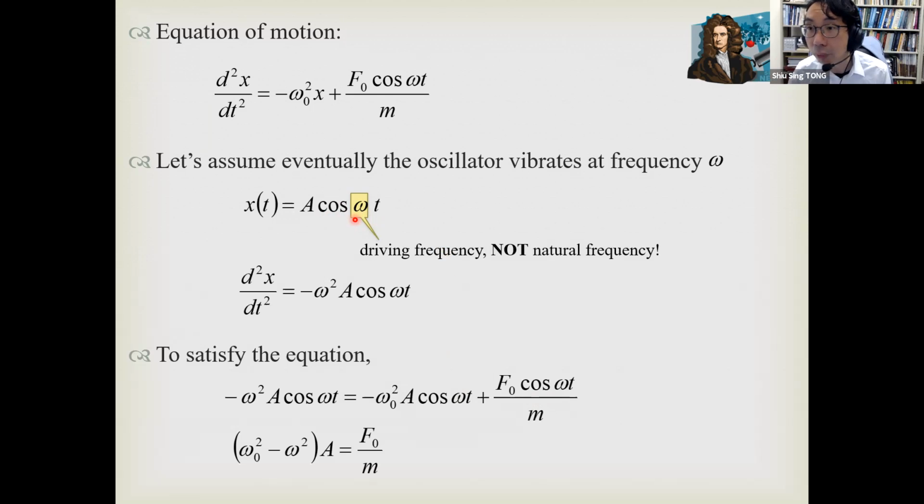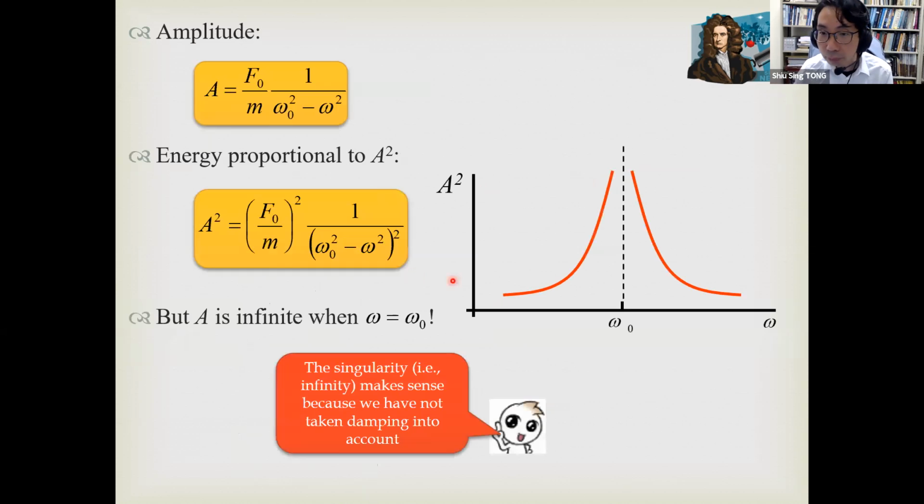Now we look at the mathematics and we draw this conclusion from it. That means the system eventually will follow the oscillation of the driving force and vibrate at that frequency. Now let's see how A squared is related to omega. There's a singularity. A singularity means A squared will tend to infinity, and that happens when omega is equal to omega naught. When resonance happens, the amplitude is infinite.